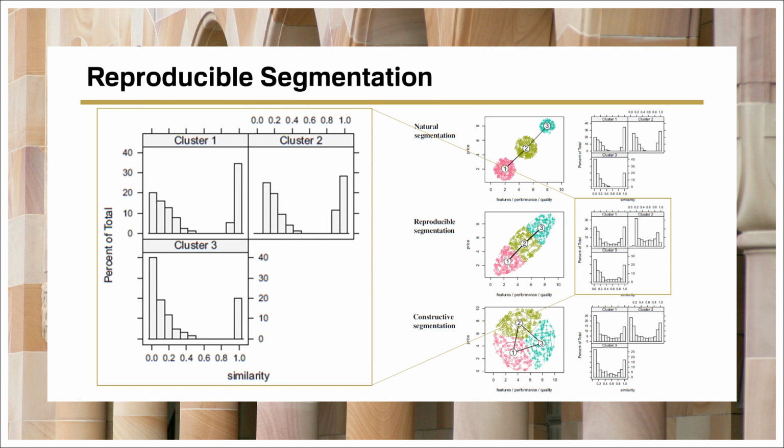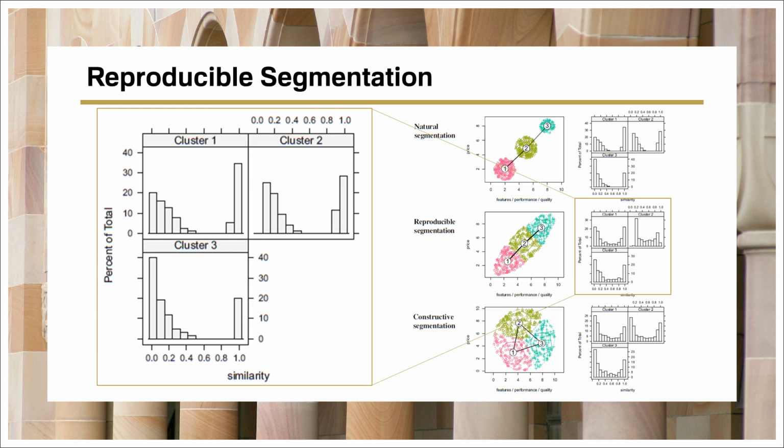Once we have the similarities, we can plot them in a histogram. The plot you see here shows one histogram for each market segment. Similarity values are plotted on the x-axis. The frequency of each similarity occurring is plotted on the y-axis.